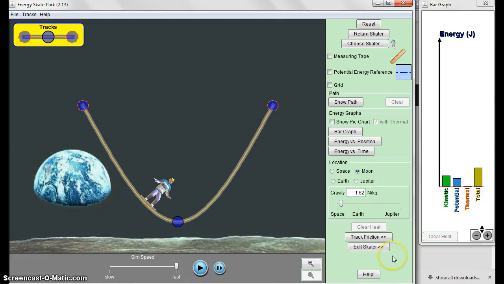And one last thing I forgot to mention is the thermal energy. Nowhere when the skater is moving do we see any change in the thermal energy. And that's because the simulation is making it a closed system. So there's no energy leaking out of the system, which would actually happen in real life. So this is totally unrealistic.